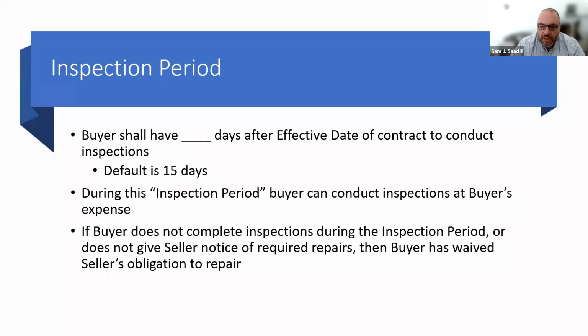First of all, the inspection period of the FAR has a default of 15 days, but can be shortened, and often is, to 7 or 10. And during the inspection period, the buyer can conduct inspections at the buyer's expense. If they don't complete the inspections, they don't give proper notice, then the buyer waives their inspection rights and the seller has no obligation to repair.